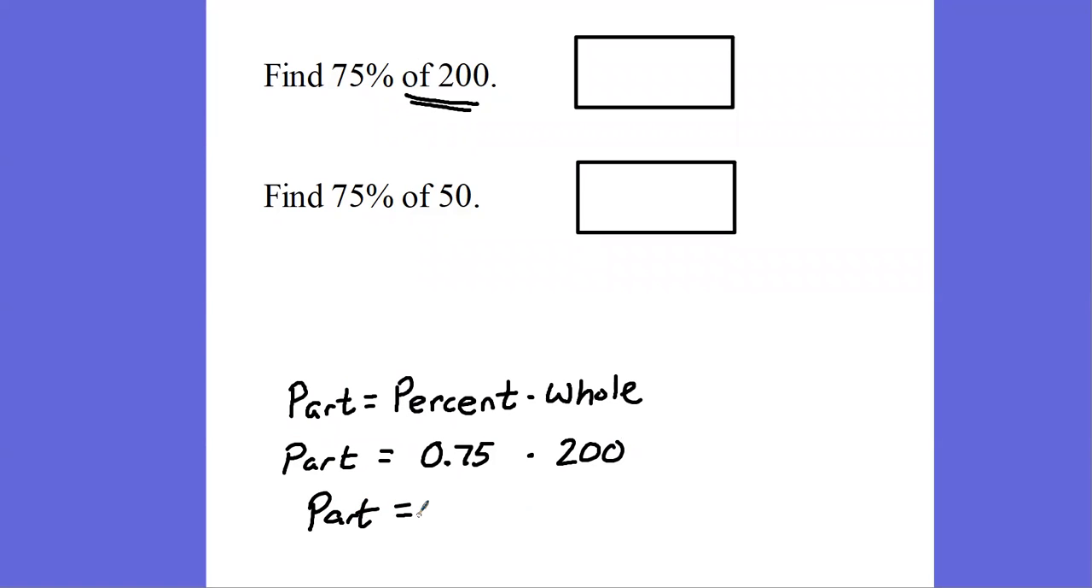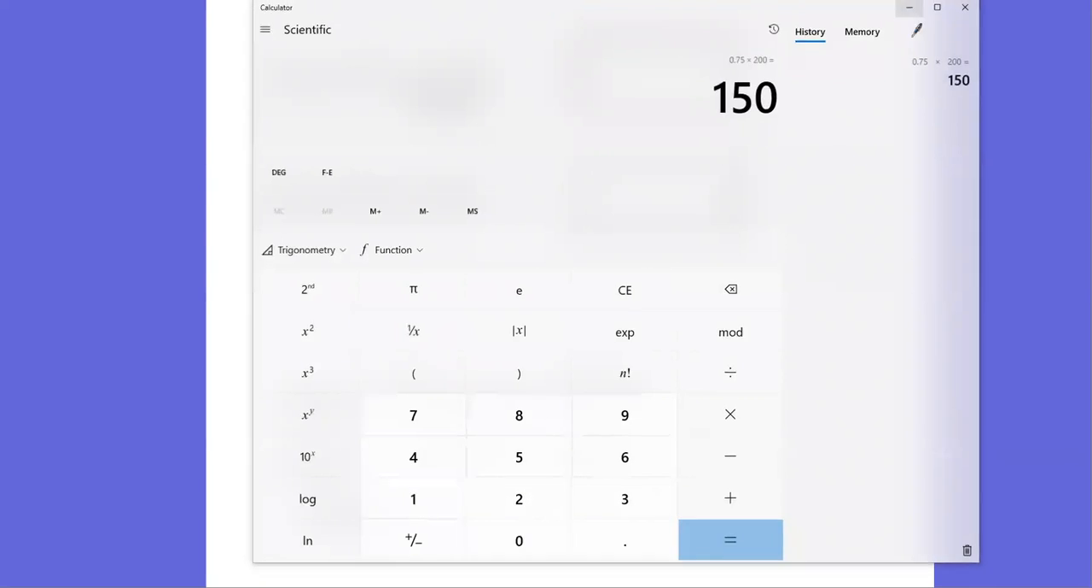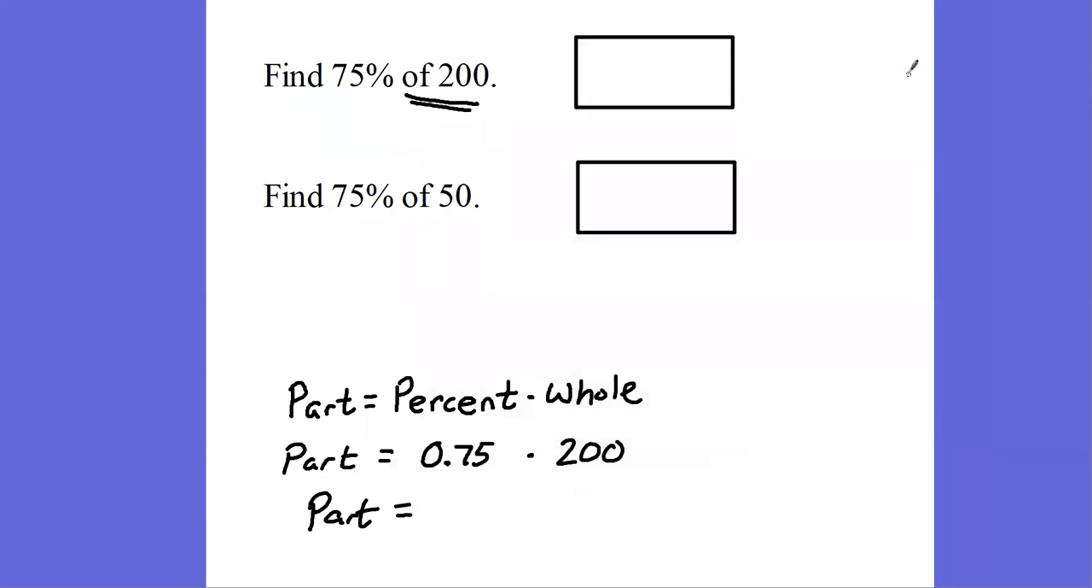In this one, you could think through in your head, it's going to be 150 because 75% is like 3/4. A fourth of 200 is 50, and then 3 of those fourths is 150. But if you're not comfortable thinking it through in your head, you of course can type it in your calculator, and it was 0.75 for 75%. You always want to type that in decimal form, and there's the 150. So your part is 150.